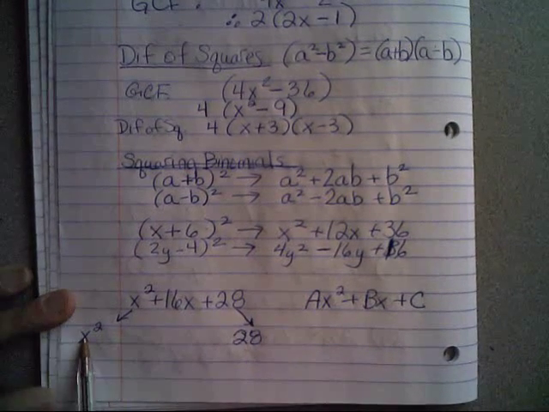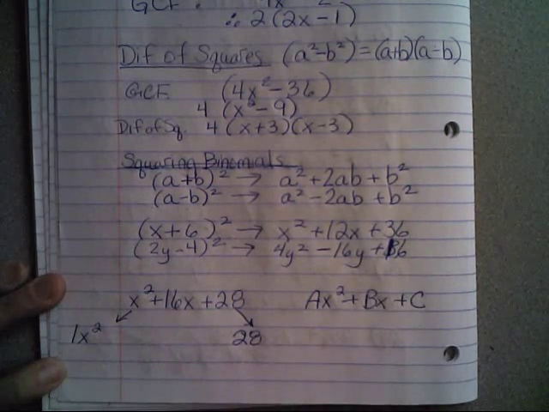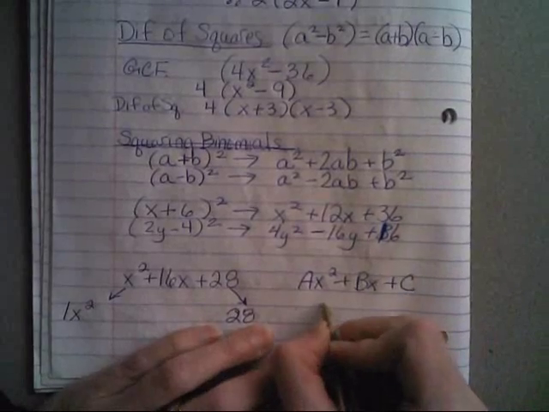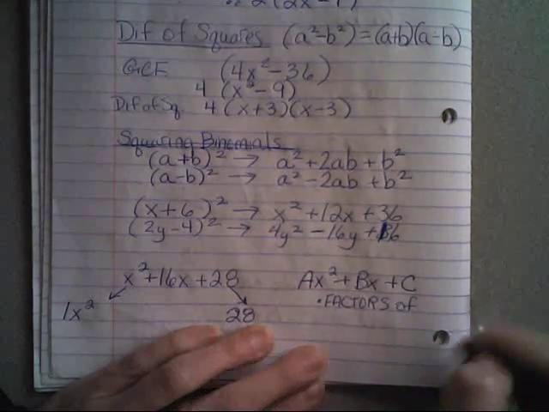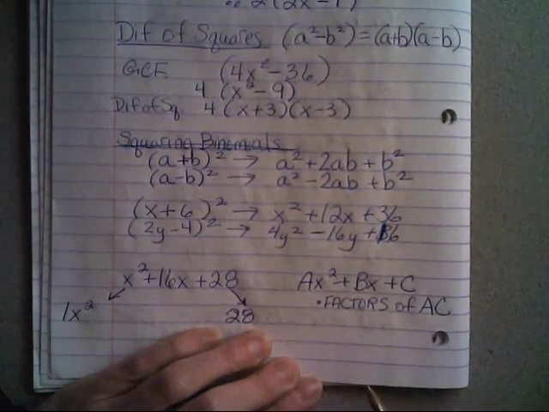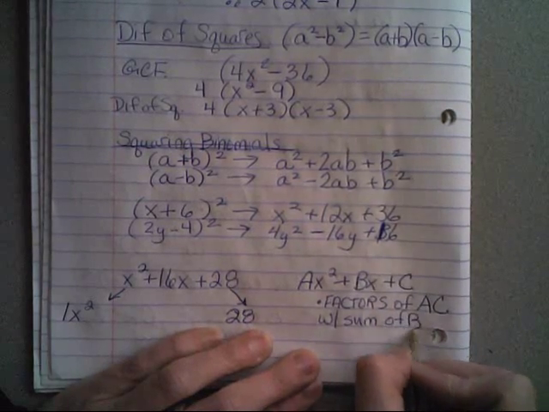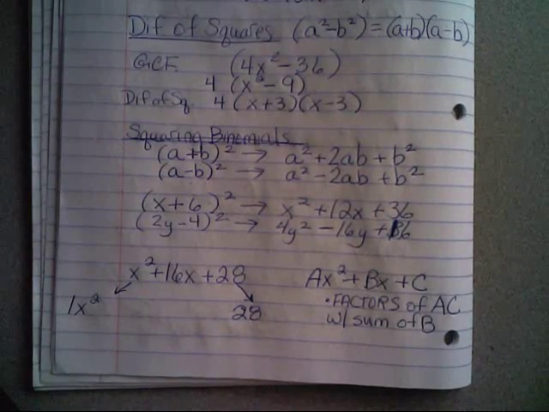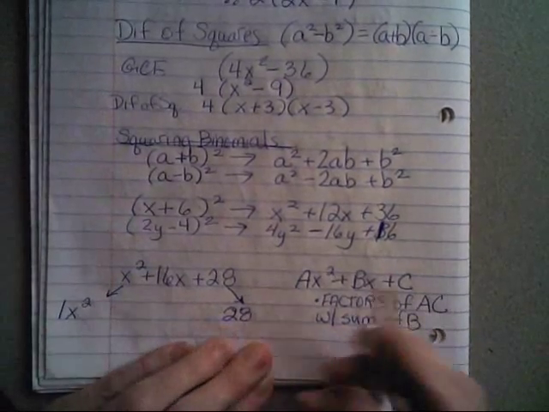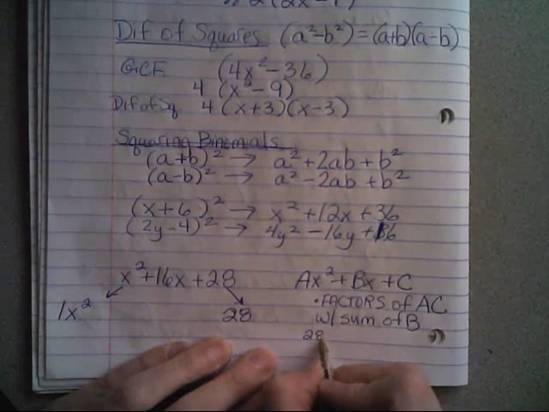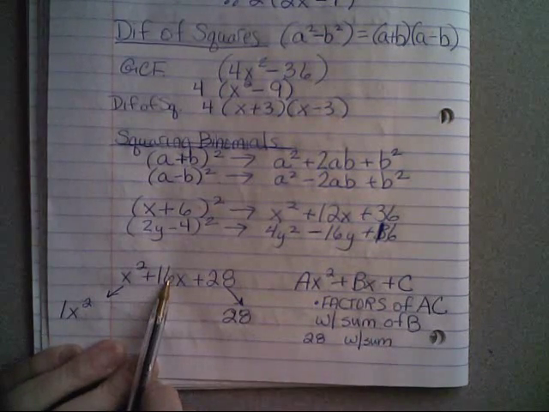Once you've done this, this is your A. What is A's value if there's no coefficient? It's a 1, right? Your goal now is to find factors of whatever A times C is with a sum of whatever B is. What do I mean by that? Can somebody tell me what 1 times 28 is? 28. I need to find factors of 28 that have a sum of B. And what's B's value? 16.